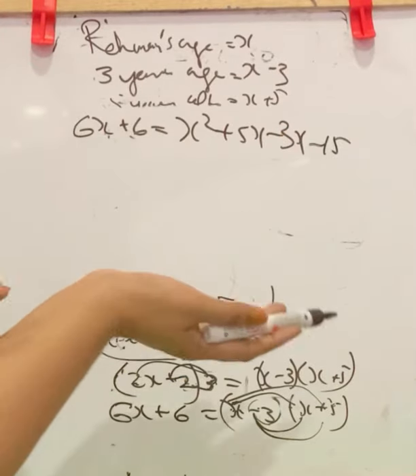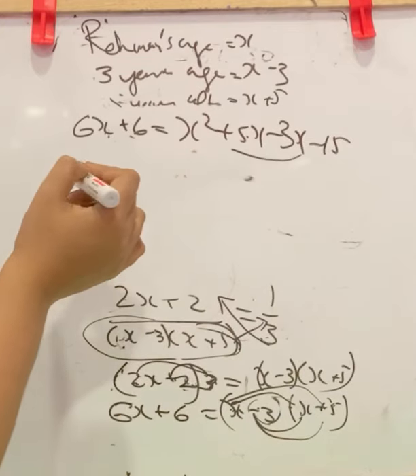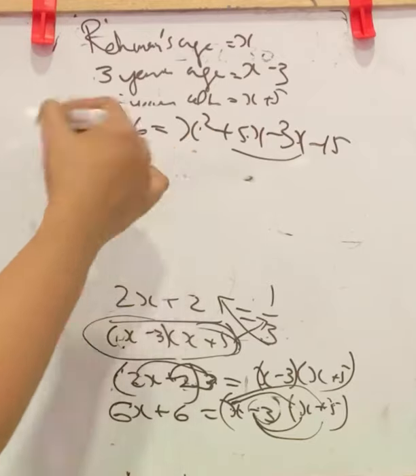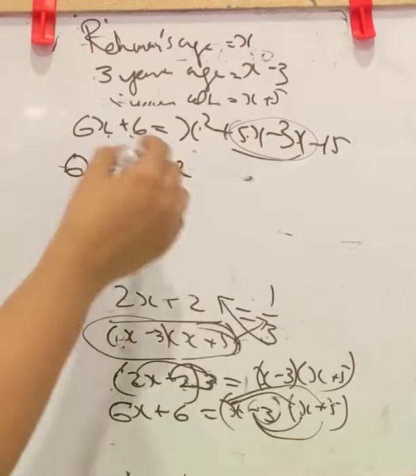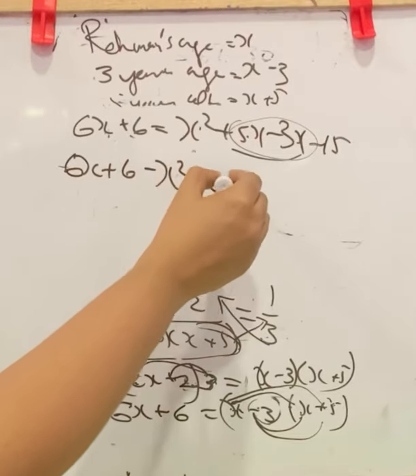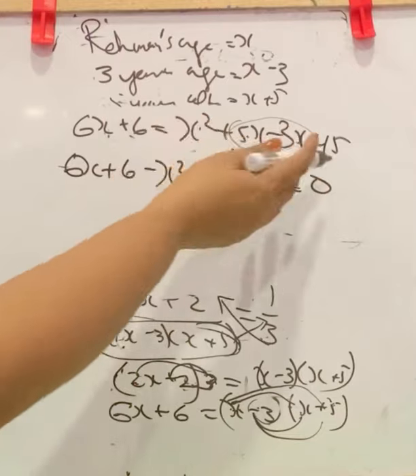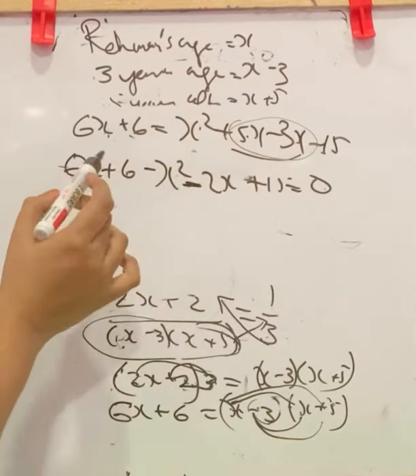Now we can take all the terms to LHS. Here 5x minus 3x is 2x. So we can rewrite it as 6x plus 6. Now taking x square, minus x square. Here we have 2x; 2x to LHS becomes minus 2x. Minus 15 to LHS becomes plus 15, equal to 0, because we have taken everything to LHS. Here it will be 0.